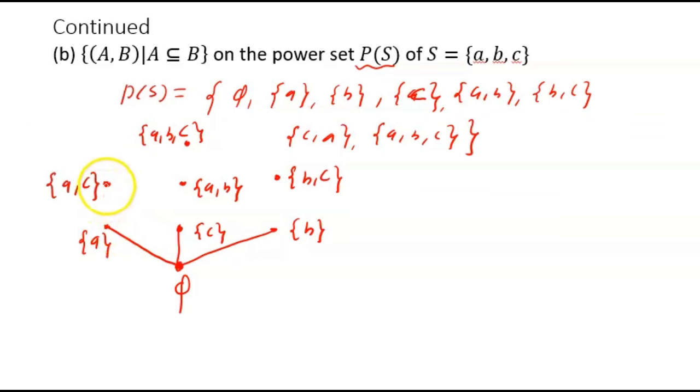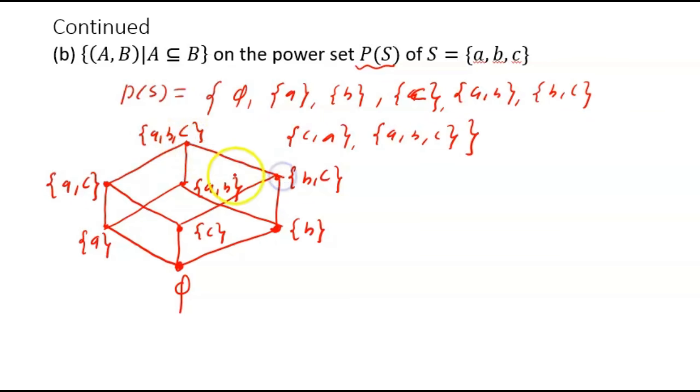So A is a subset of AC. This set is also a subset of AC. B is a subset of BC. C is a subset of BC. A is a subset of AB. B is a subset of AB. And if I take ABC, AB is a subset of ABC. AC is a subset of ABC. And BC is a subset of ABC.